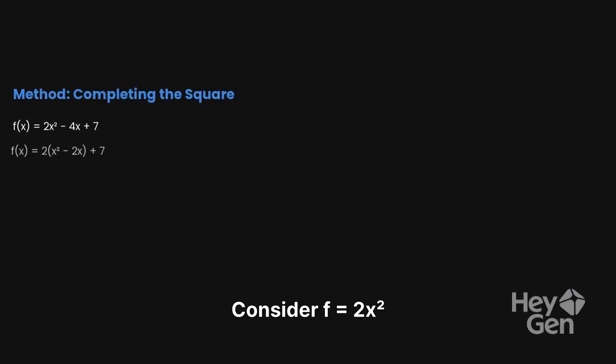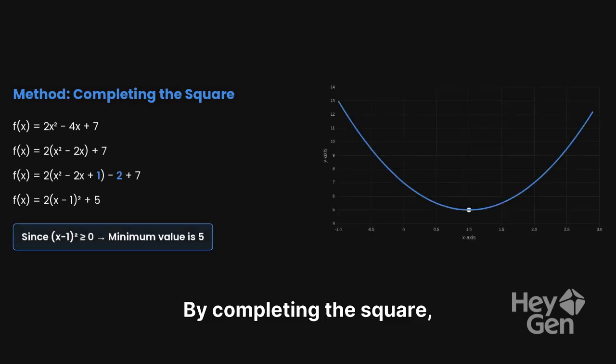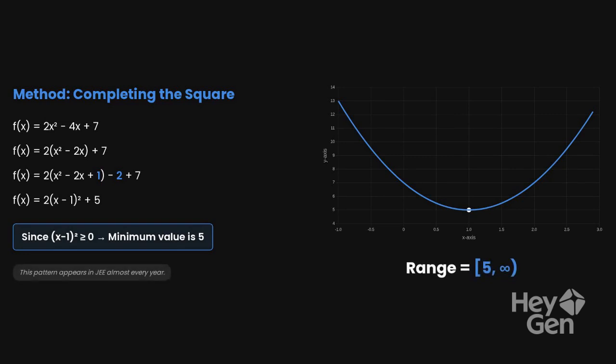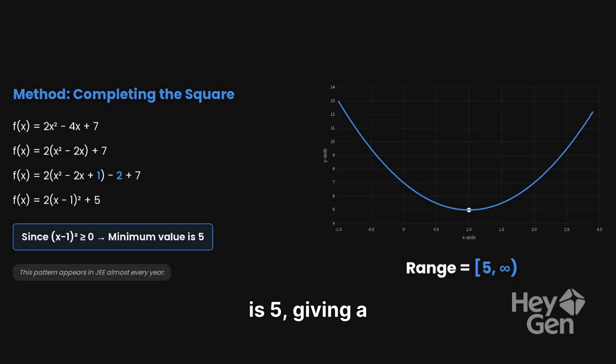Consider f(x) = 2x² - 4x + 7. By completing the square, we get 2(x - 1)² + 5. Since (x - 1)² is always non-negative, the minimum value is 5, giving a range of [5, ∞). This appears in JEE almost every year.